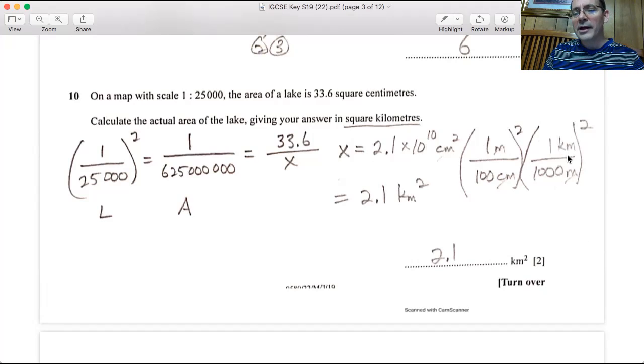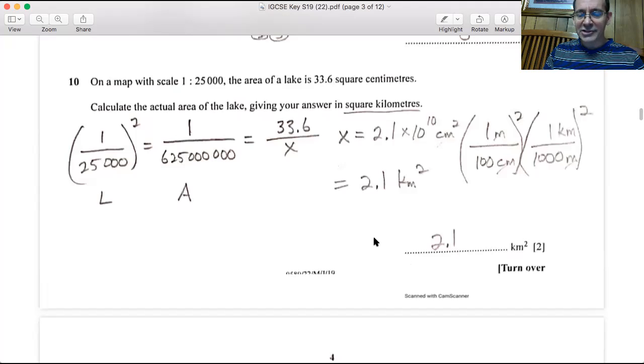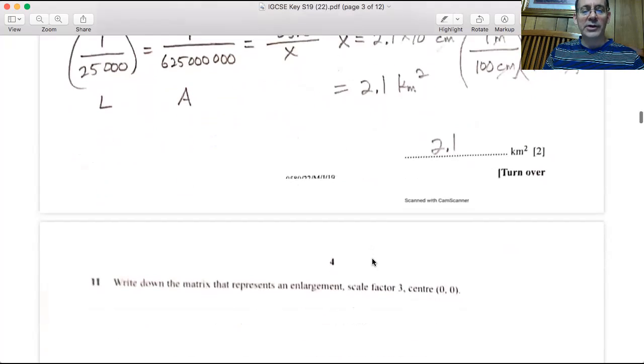And when you multiply all this through, the 2.1 times 10 to the 10th times 1 times 1, of course there's 1 squared times 1 squared, divided by 100 squared and 1,000 squared. Don't forget to square the 100 and the 1,000 in the denominator, and you end up with 2.1 kilometers squared is the size of the actual lake, 2.1.